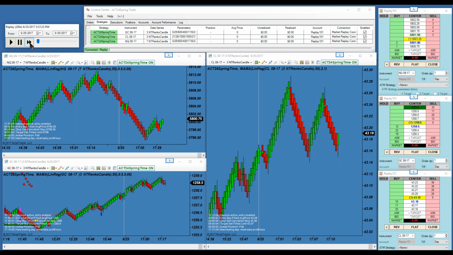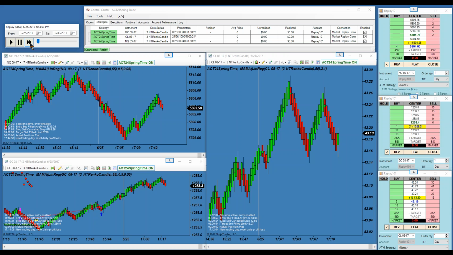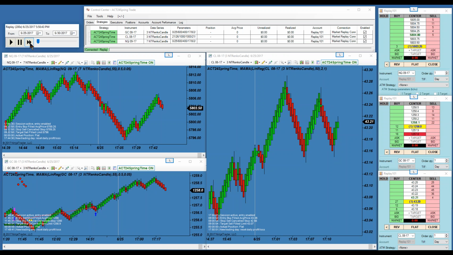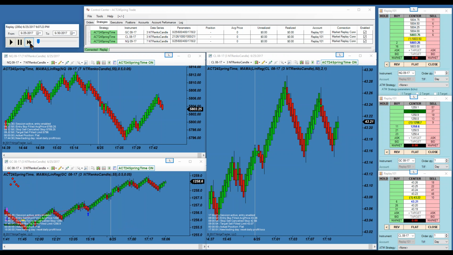We're going to trade the whole week, Monday through Friday, with no exception of stopping because of news events. We're just going to run it right through.